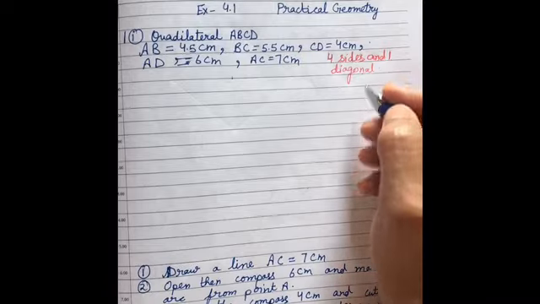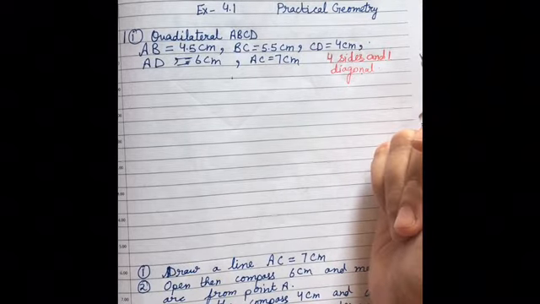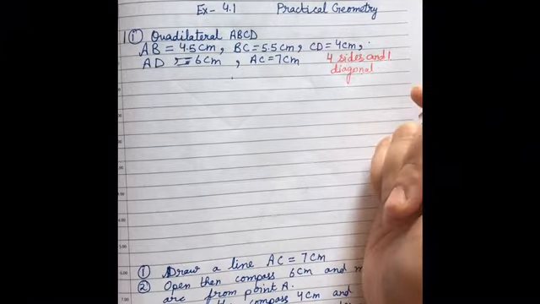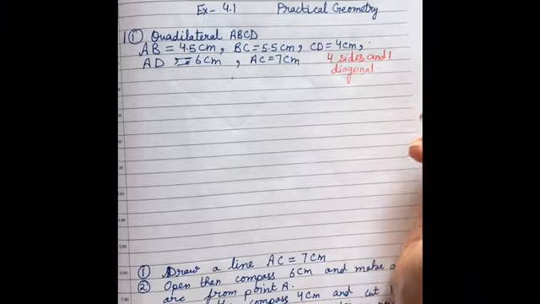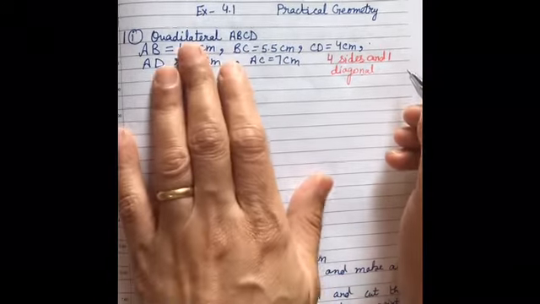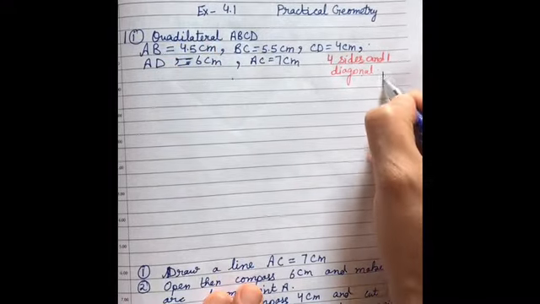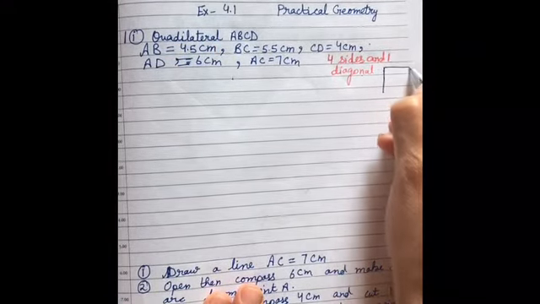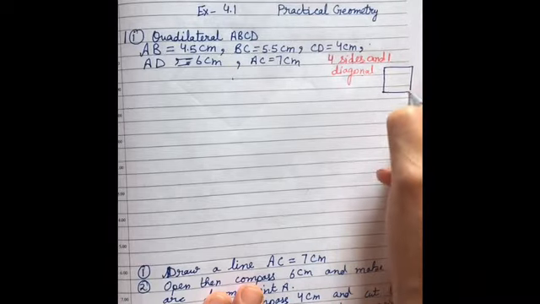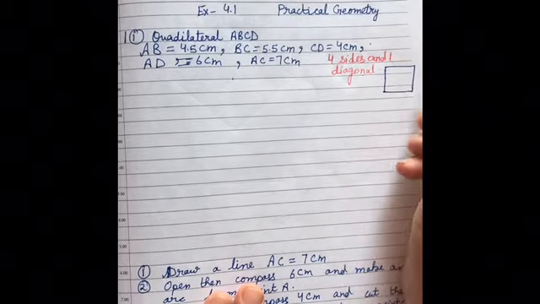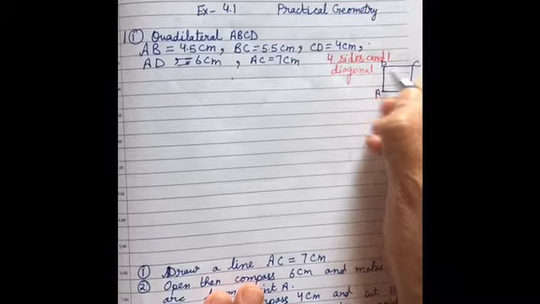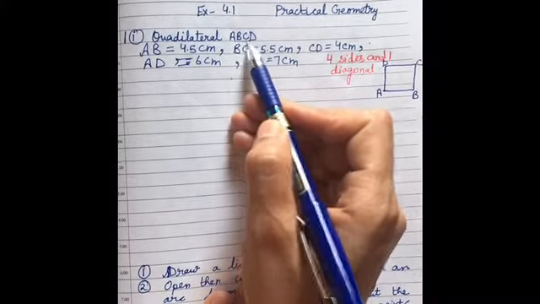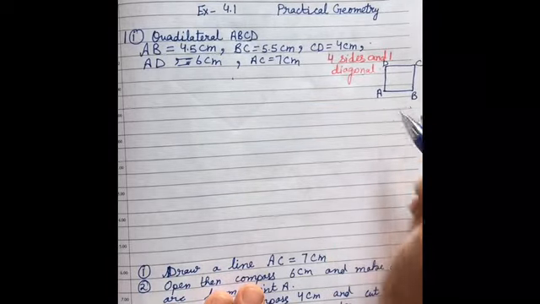Now the main thing in this full chapter is that the first step will always be to make a rough sketch. We'll have to make a rough sketch for all the quadrilaterals that we are going to construct. So let's make a rough sketch for this also. I am making a quadrilateral. So this is your quadrilateral. Give a name to it: A, B, C and D. You can see here the name of the quadrilateral is ABCD.